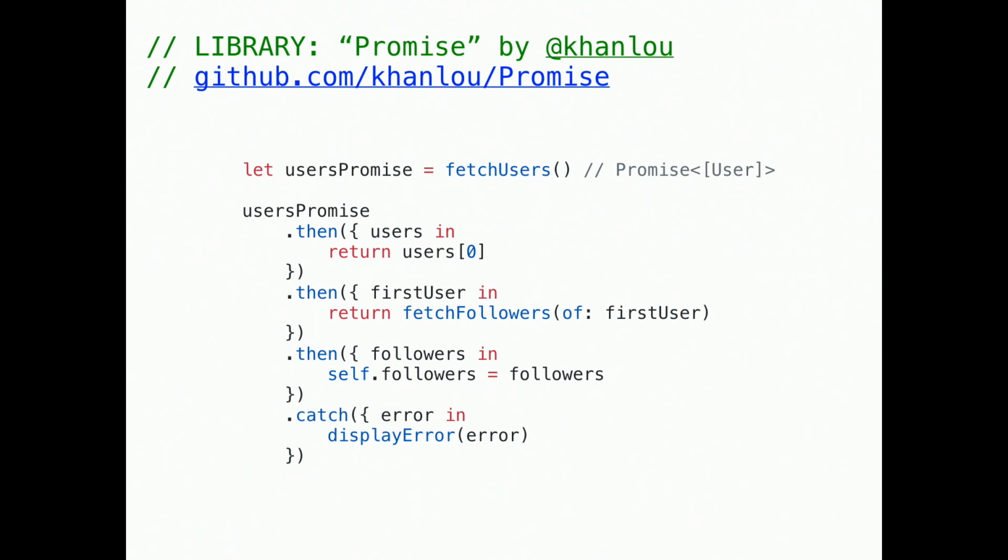So here we have this fetch users function, and this would be presumably hitting an API somewhere. And where we would normally have a block-based callback or a closure-based callback, we instead get back this promise object that has a generic type with a list of users. And then once we have this object, we can chain operations to it with the then keyword, and we can catch errors all in one place. So you see how it makes working with what would otherwise be nested callbacks a little bit more straightforward.